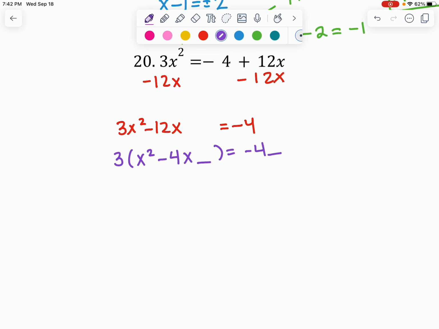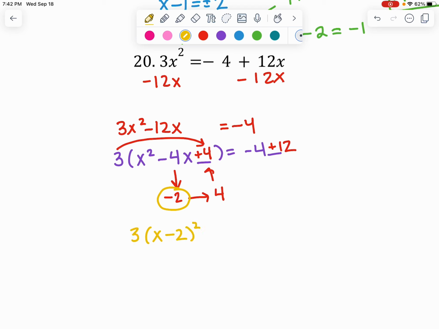Leave our spaces. Start by dividing by 2. I get negative 2. Then square it, and I get 4. Then add it in. But remember, before I add it to the other side, it's actually 3 times 4, so I'm going to add 12. This number helps us get our factored form with the shortcut, x minus 2 squared. Bring down the GCF, and then negative 4 plus 12 is 8.